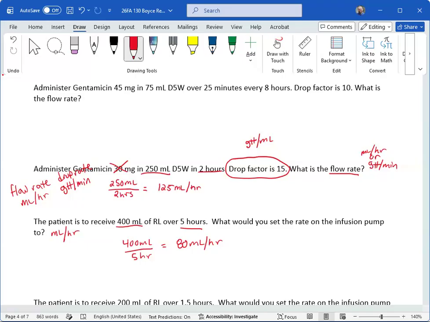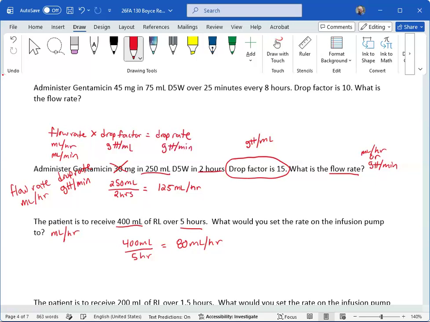But what about calculating a drop rate? So there is a nice little formula for calculating drop rate. And that is you're going to take your flow rate times the drop factor, and that will give you your drop rate. The flow rate is typically in mL per hour, but it could be in mL per minute. The drop factor is always going to be in drops per milliliter, even if it doesn't give it to you. And then your drop rate needs to be in drops per minute.